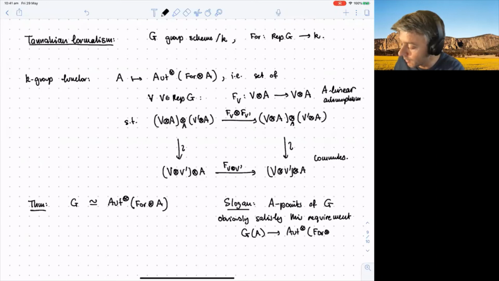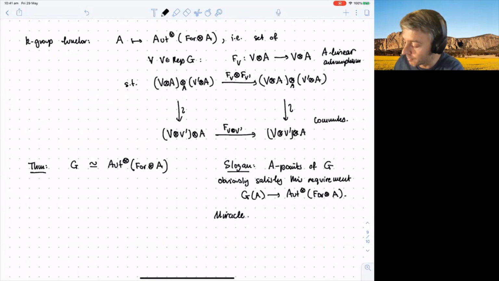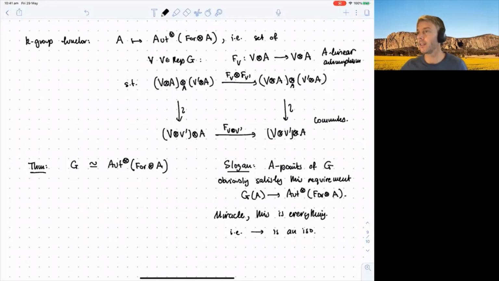And the miracle is that this is everything. This arrow is an isomorphism. And there's various ways of thinking about why it is an isomorphism, but I don't want to go into those at the moment. So one question you may or may not have posed yourself is, how do you recover the Lie algebra of G from Tannakian formalism?